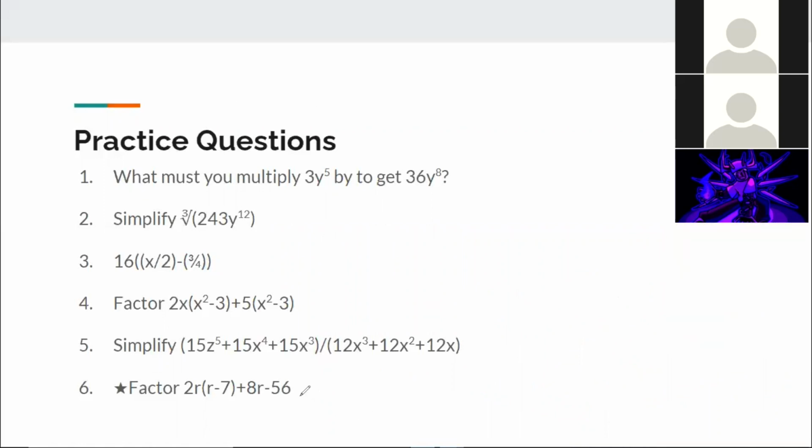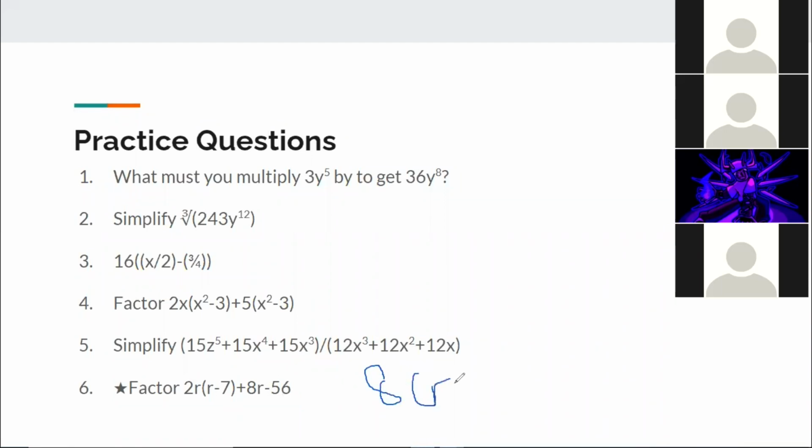Okay, this is the last one. This one's kind of hard to figure out, but basically what you notice is 8r minus 56 is just 8 times r minus 7. And you also see here that this is 2r times r minus 7. So we can take out an r minus 7 from both of them.